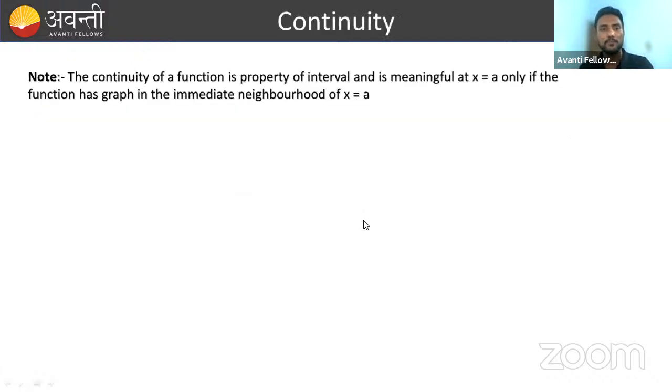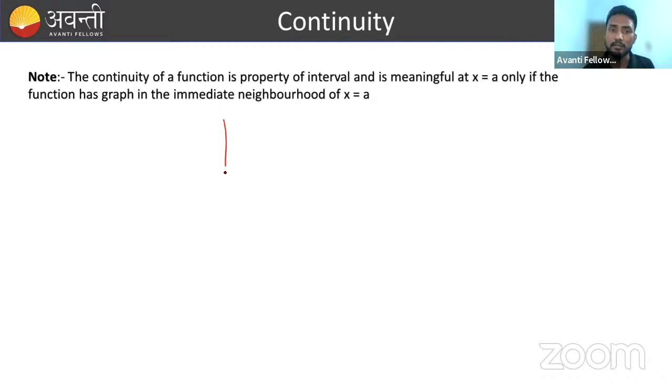You have to just find LHL, RHL and f of 1. Okay, so one note that you have to remember is that the continuity of a function is basically a property of an interval. Property of an interval means what? If we are talking about continuity of any function at x equals a, then it is only meaningful if the graph has an immediate neighborhood of x equals a.